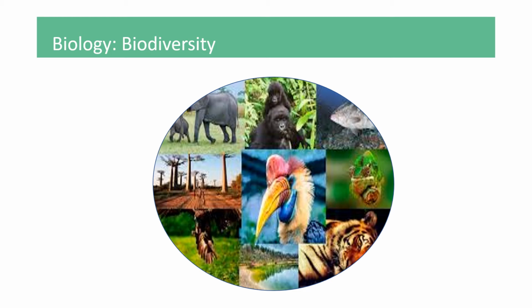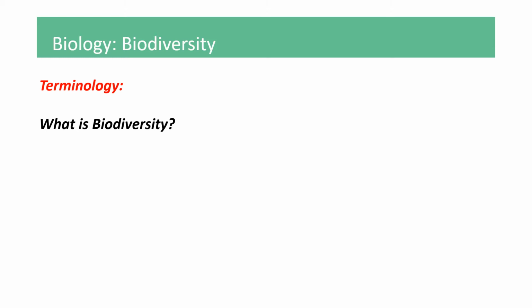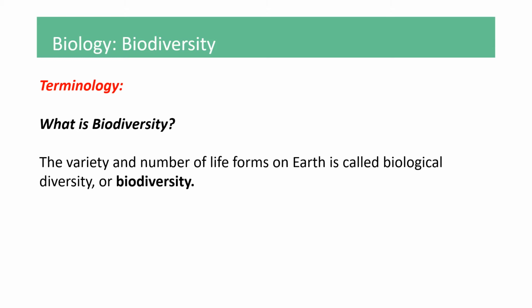Biodiversity. What is biodiversity? The variety and number of life forms on Earth is called biological diversity, or shortened to biodiversity.